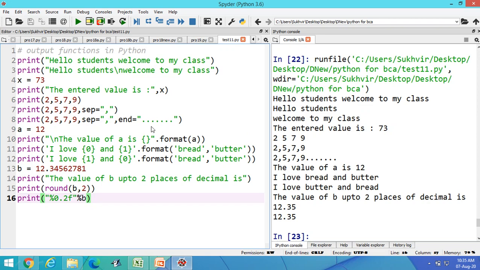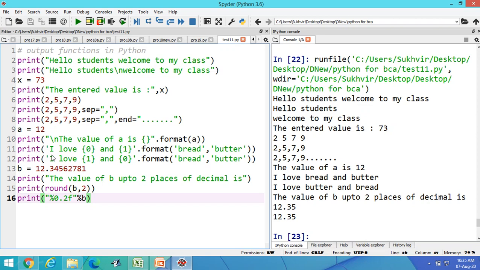If you write end and then some dots, it means these outputs are ending with dots. If I write a is equal to 12, then in a new line I am printing the data in the next line. "The value of a is", suppose I write curly braces, then dot format a. It means I can print the value of a here in place of the curly braces. The value of a is 12.